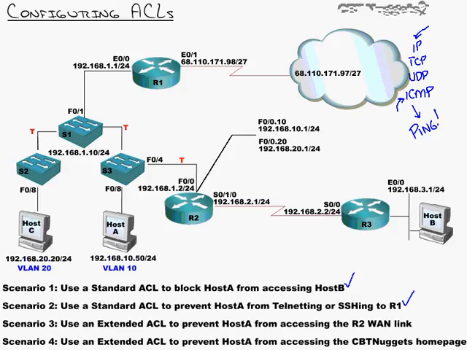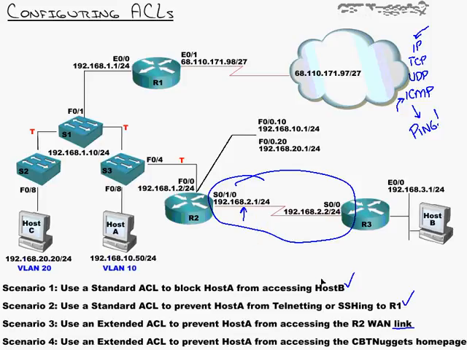So with that in mind, what I would like to do is walk through both of these scenarios one by one and implement extended access lists in the best possible way. So scenario 3, use an extended access list to prevent host A from accessing the R2 WAN link. Now when I see that, my initial thought goes to, well, does that mean this IP address, or does it mean the WAN link? Well, I would say it means the link, meaning prevent host A from accessing this IP address or that IP address.